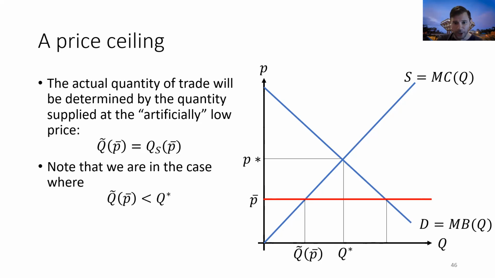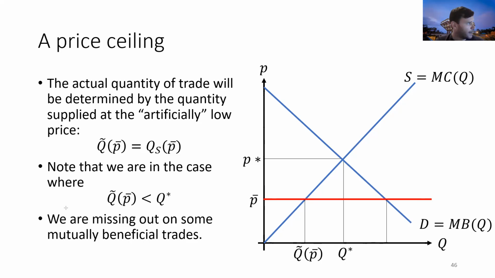We should also be able to note that this is reducing the volume of trade. We're on the left-hand side of the equilibrium, meaning, again, this price restriction is preventing some mutually beneficial trades from being realized. Those are the trades in this region. So we're seeing something pretty similar. Price floors and price ceilings both prevent mutually beneficial trades, and they're both going to cause a deadweight loss. The difference is which market agent is trying to be helped and which one is trying to be hurt.